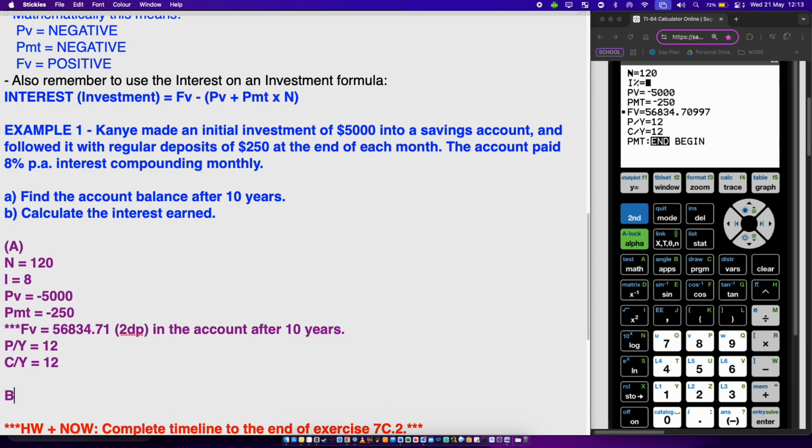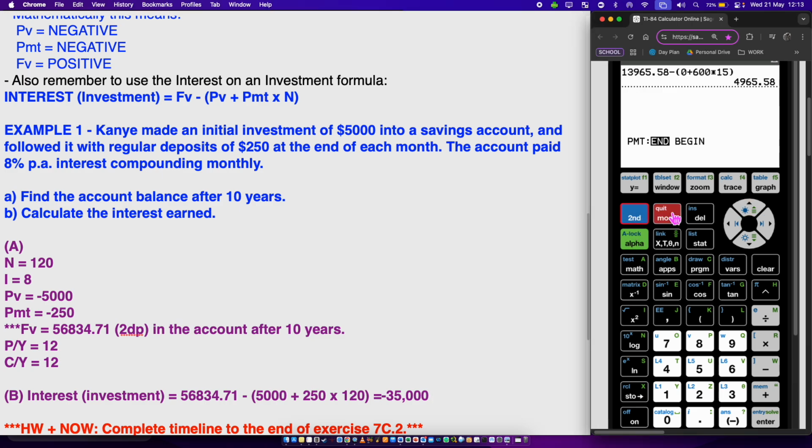All right, and then the interest. Interest on an investment. What did Kanye's money grow to? $56,834.71. But he started off with a certain amount of money in the bank, $5,000, and he paid $250. How many times over the course of this thing? 120 times. It still worked it out automatically.